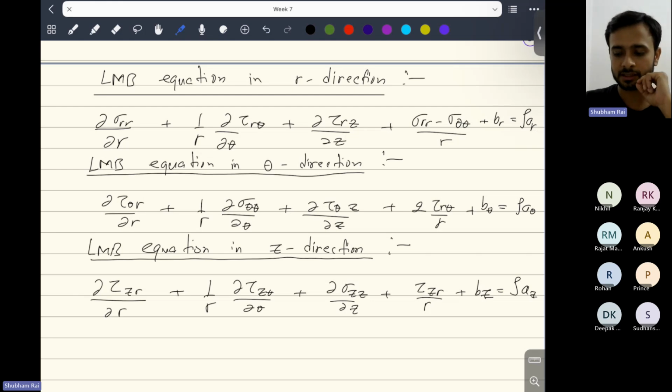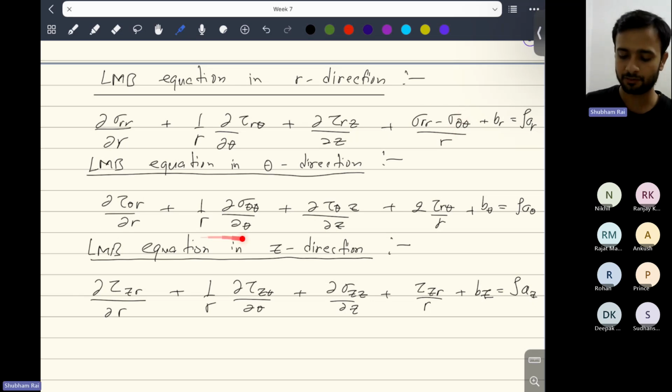Now this term is an extra term here, because the other terms are similar to the Cartesian coordinate system that you had: del sigma xx over del x plus del tau xy over del y plus del tau xz over del z, plus bx is equal to rho ax. So this was in the Cartesian coordinate system, but this term here is an extra term in the cylindrical coordinate system.